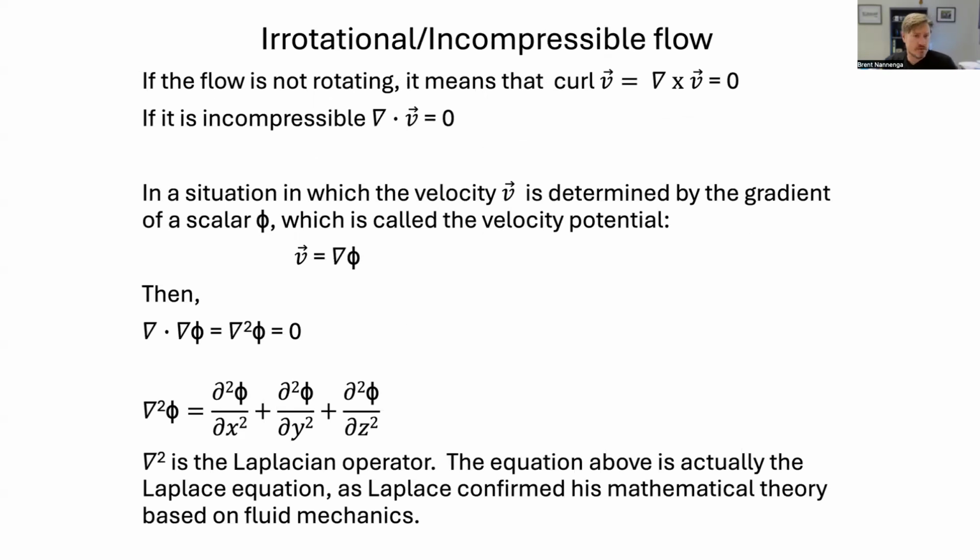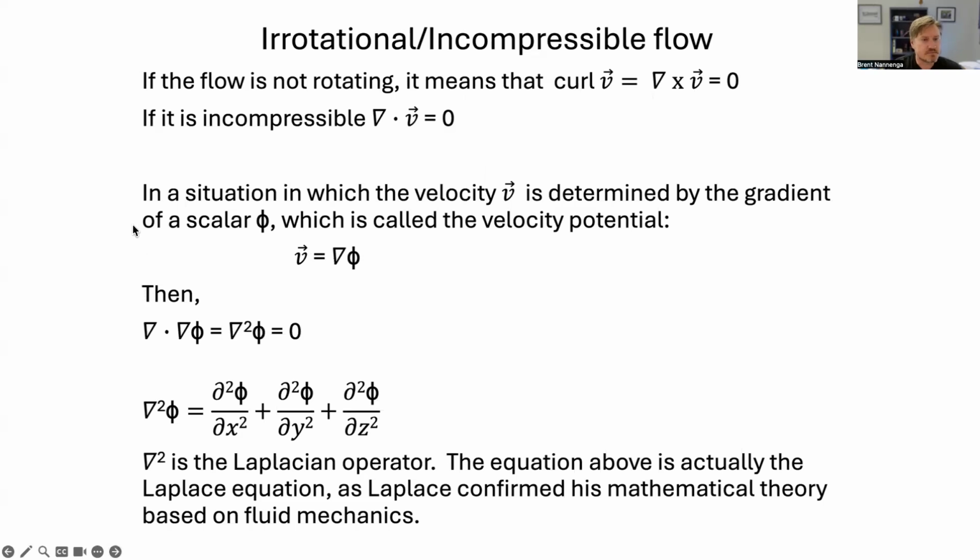Now, if the flow is not rotating, what that's going to mean is that the curl, or the del operator crossed with the velocity, is going to be equal to 0. So this is important. If we're talking about irrotational flow and incompressible flow, both the cross product of the del operator and the dot product are going to be equal to 0. And this is going to represent pretty much all of the examples we're going to talk about in this section: irrotational, incompressible. And we're going to be able to use these definitions as assumptions and ways to simplify our equations later on in the video.